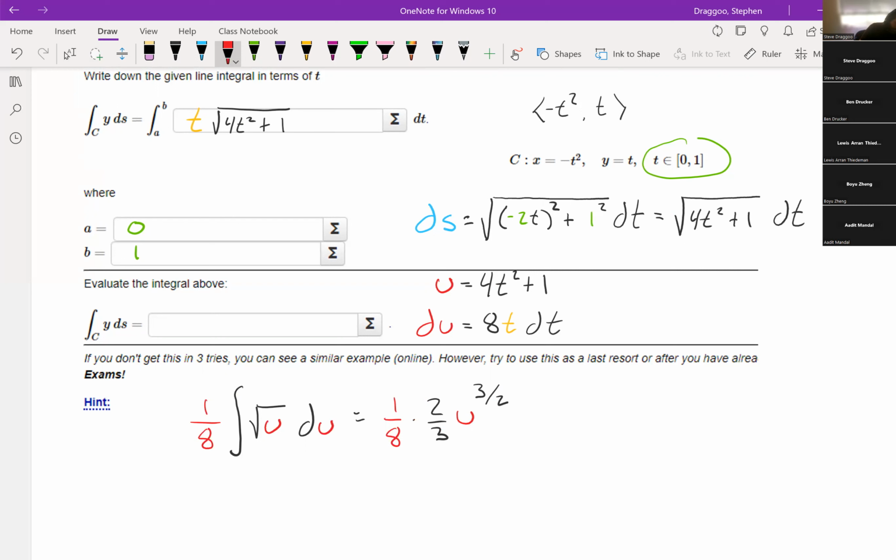I'm going to substitute u back out of this equation, bring my t back in. 1/8 times 2/3 gives me 1 over 12 times 4t squared, bring my t back in, plus 1. That goes to the 3/2 power, and we're evaluating from 0 to 1.